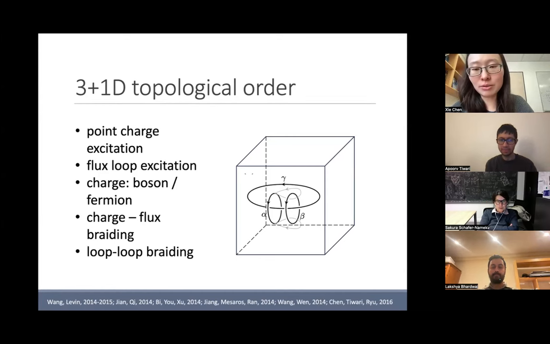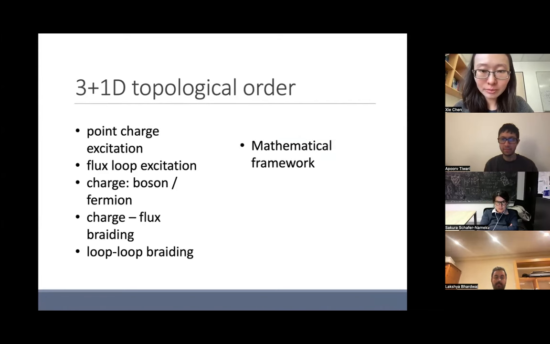And this is the so-called three-loop braiding statistics, studied by a bunch of papers. Maybe I'm not even citing everybody. And then when we braid alpha around beta, this in some cases can give rise to non-trivial statistics. So this is beyond just charge and flux. Okay, and then the question is, what is the general mathematical framework for describing this?